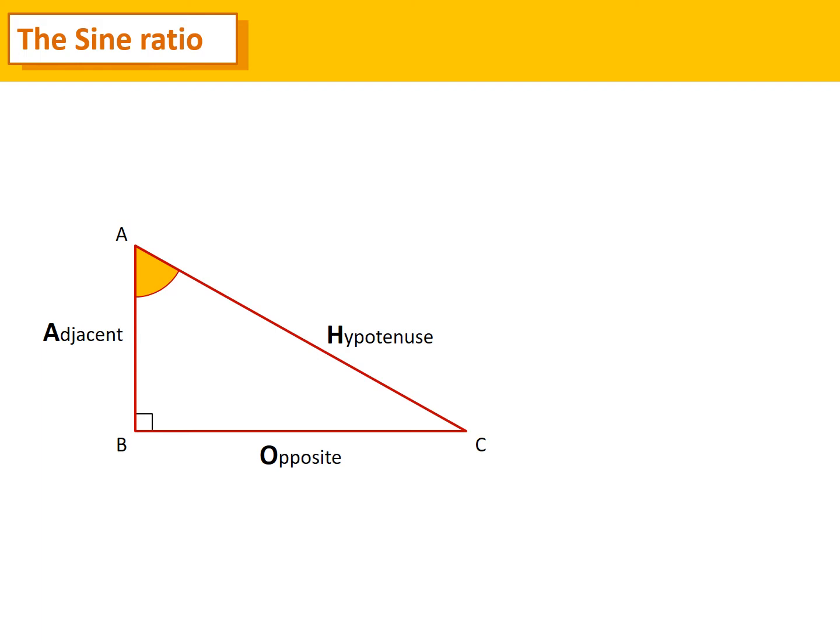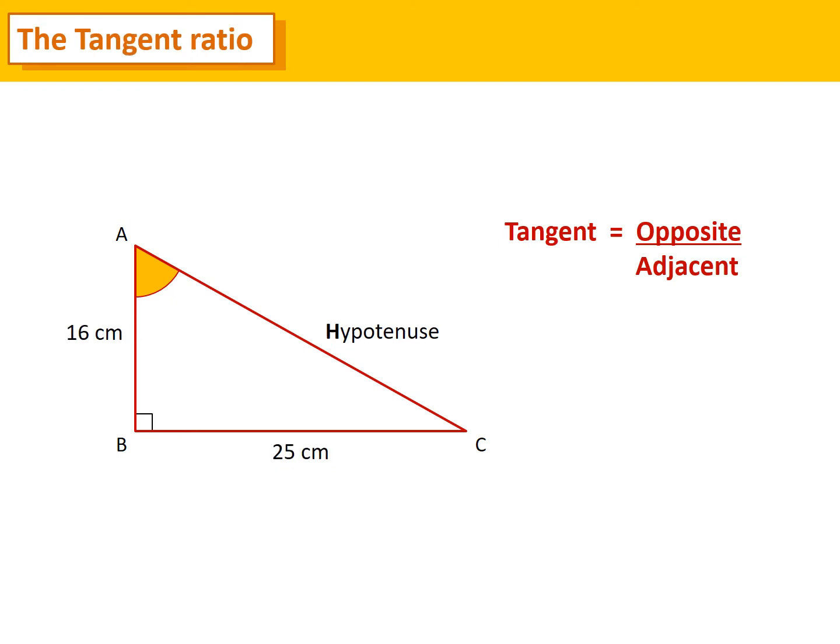Here in this triangle, we've got the angle marked in at A, so we've labelled our three sides. Tangent is a ratio of the opposite divided by the adjacent, and where we have an opposite of 25 centimeters and an adjacent of 16 centimeters, that will give us a ratio that the tan of the angle at A will be 25 divided by 16. That's the opposite divided by the adjacent.